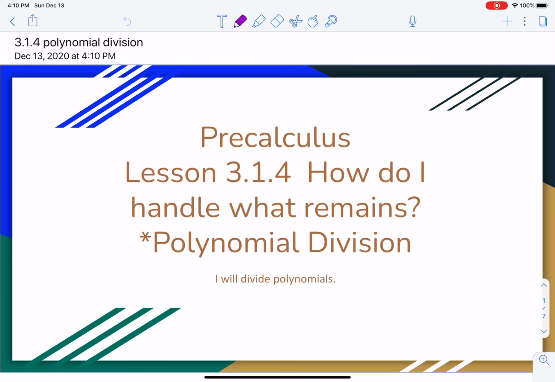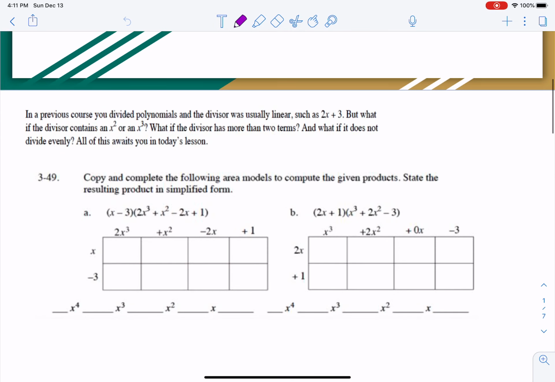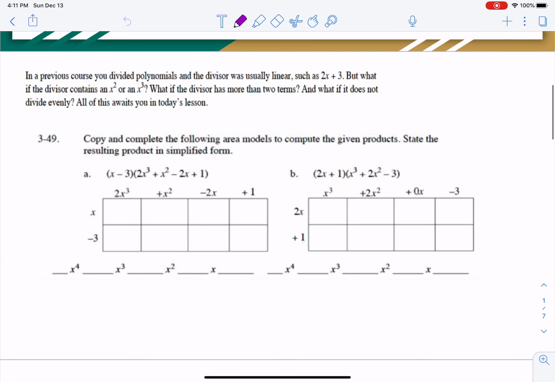Lesson 314, polynomial division. So today we're going to work on dividing polynomials. Possibly in Algebra 2, you worked on some polynomial division, where you had a linear divisor. But what happens if the divisor contains an x squared or an x cubed? So we're going to work on two different ways to divide polynomials today. There are two methods.